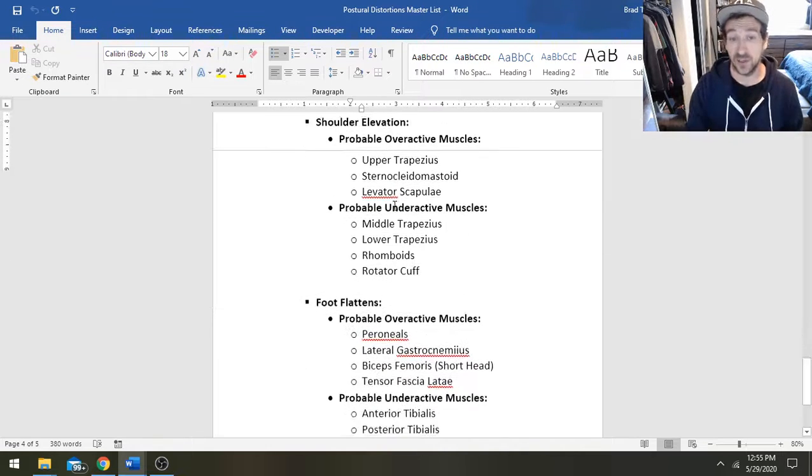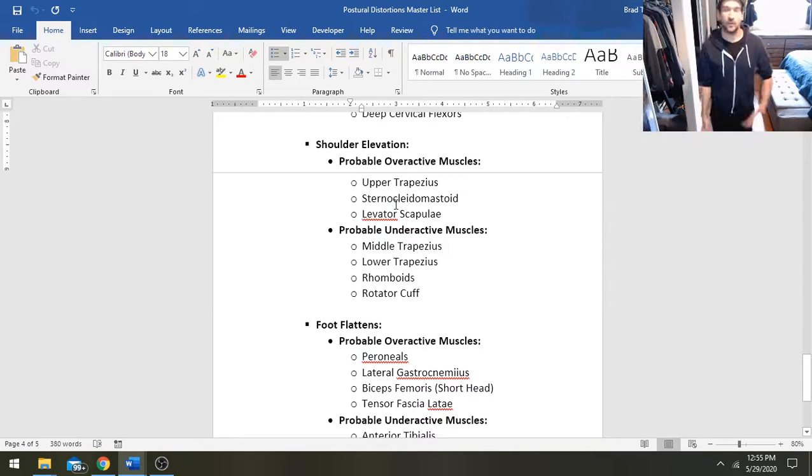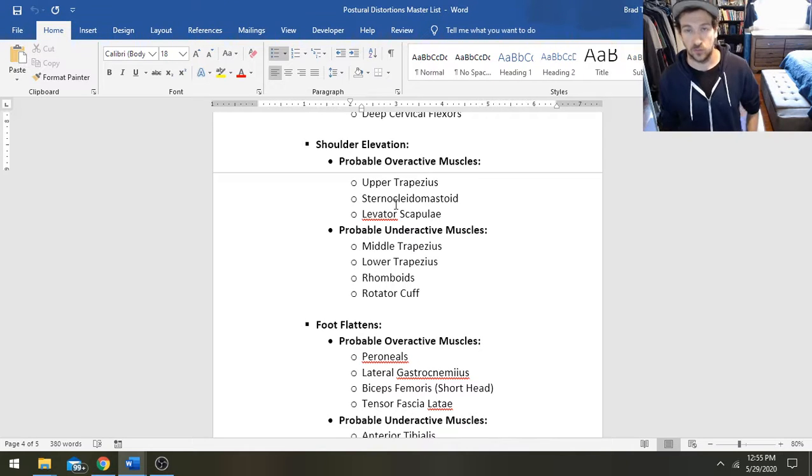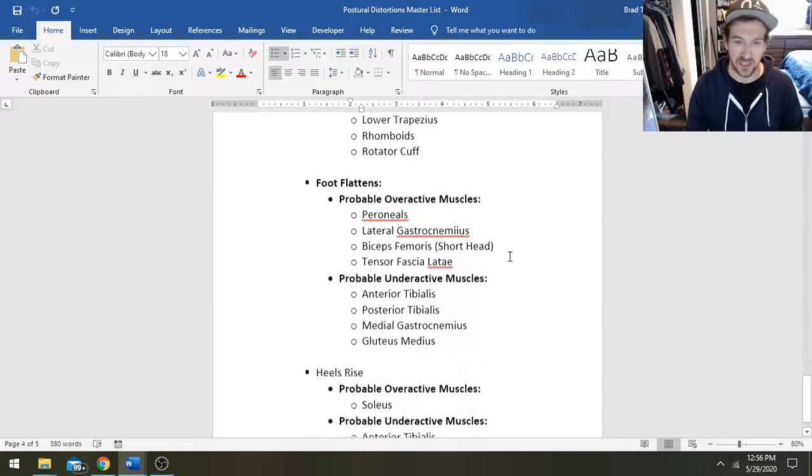And then the other common one is going to be shoulder elevation, where we see really tight muscles on the upper portion of our neck, right? So our client is basically elevating like this all day in that stressed position, versus muscles that retract and depress your scapula down, like the lower trapezius muscles, rhomboids, and rotator cuff.